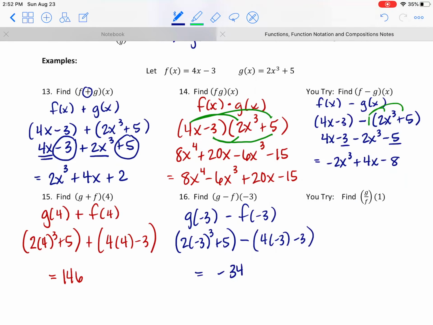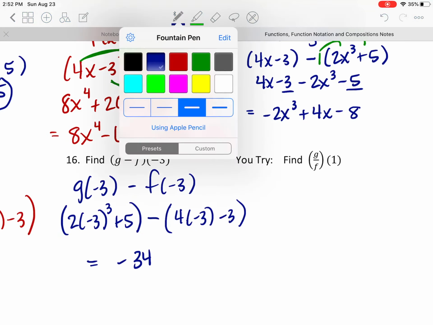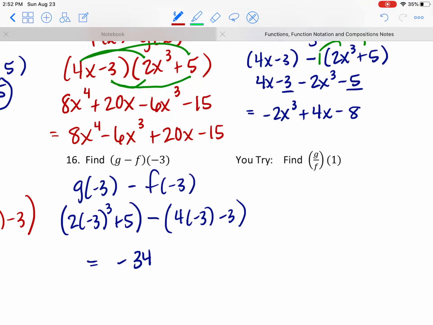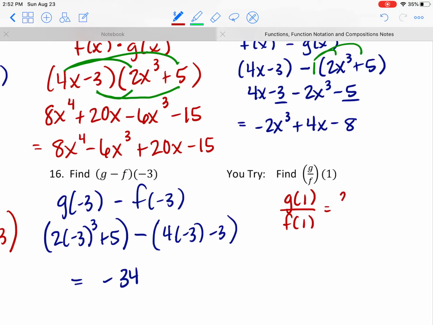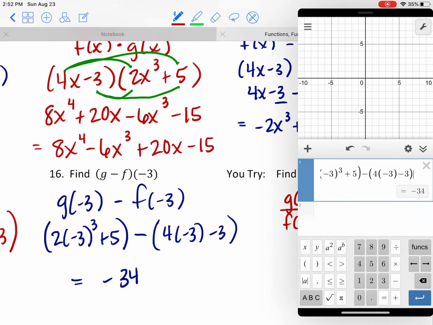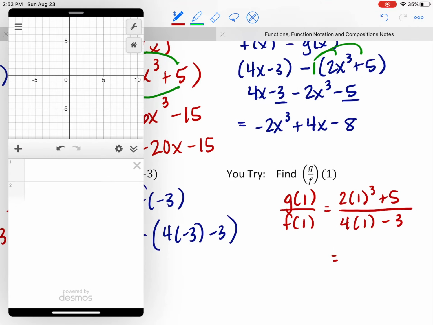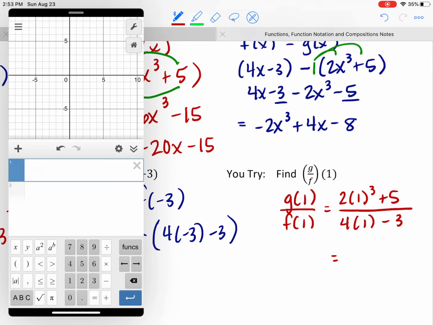Okay, so I have this one last one. If you want to give it a shot, feel free to pause and try it out. Otherwise, well, let's do it. So g divided by f of 1 means to take g of 1 and divide it by f of 1. So g of 1 is going to be 2 times 1 cubed plus 5. That's going to be divided by f of 1. 4 times 1 minus 3. And again, if you wanted to go to the calculator, just to avoid errors, this is going to be a safe thing to do. So when you have a big fraction to type in there, I like to start with the division button.